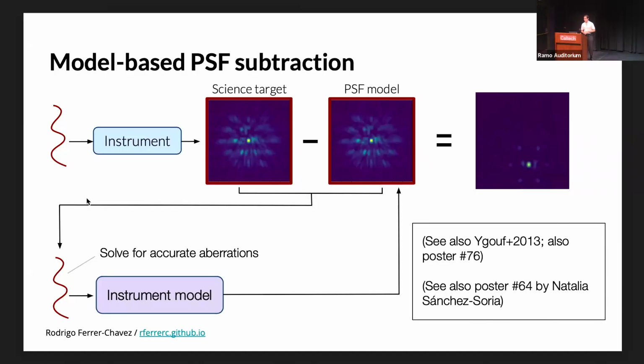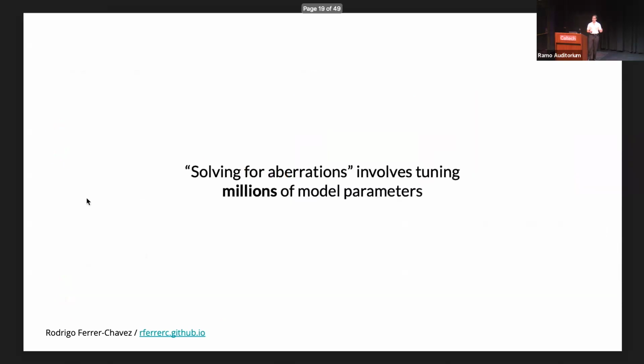a different setting. But when we say solving for accurate aberrations, there's more that goes into it, right? Because the model can be very complex. I want to get very high contrast. So if you want to do it right, you have to account for millions of parameters in your instrument model. And this is not something you can just MCMC your way around. You cannot just scipy.optimize a million parameters.